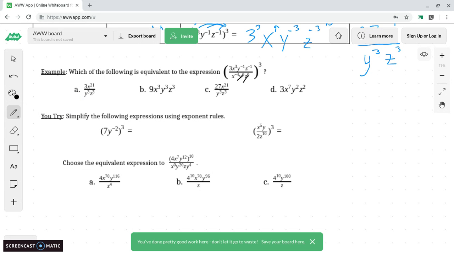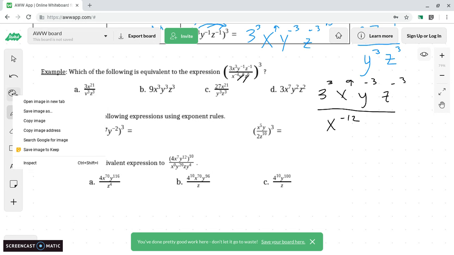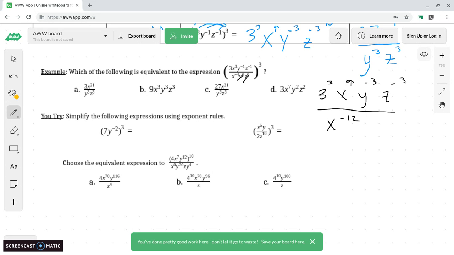And then we can distribute that exponent to everything and use our power to power rule. And so I'm going to start at the top. So we're going to have 3 to the 3rd, x to the 9th, y to the negative 3rd, z to the negative 3rd, over x to the negative 12th. Because we still multiply the 1 in the denominator because it's inside the parentheses. And so from here, we can simplify a couple things. The first thing is I'm going to simplify our 3 to the 3rd, which is going to be 27.